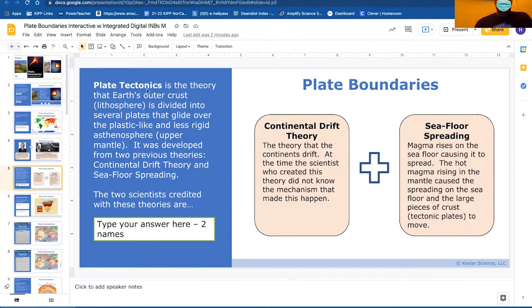Here it says plate tectonics is the theory that Earth's outer crust, the lithosphere, is divided into several plates that glide over the plastic-like and less rigid asthenosphere, that is the upper mantle. It was developed from two previous theories, continental drift theory and seafloor spreading. Again, you'll need that information later on, so remember where you saw it. Let's keep going.